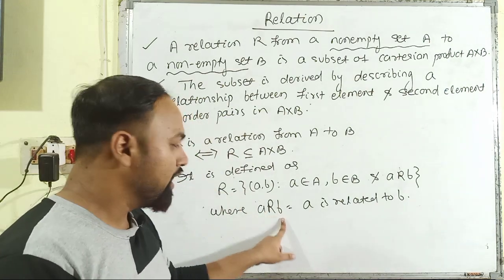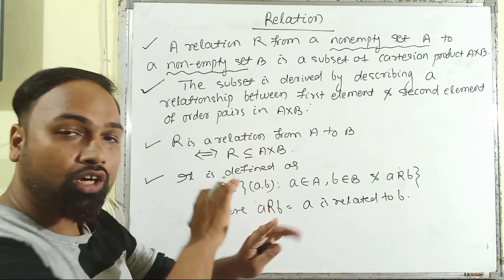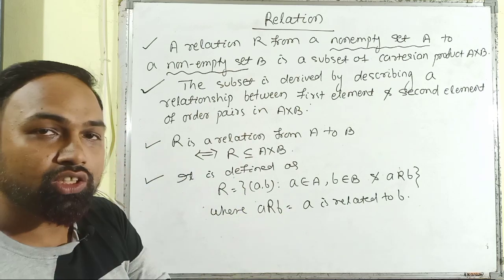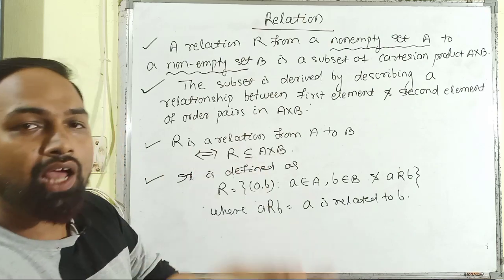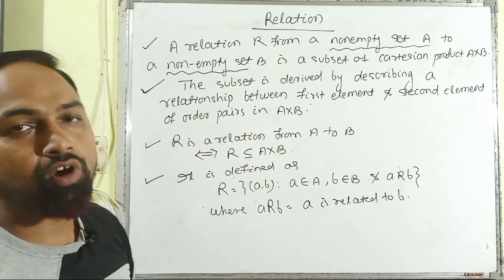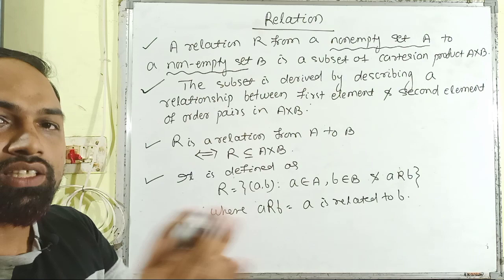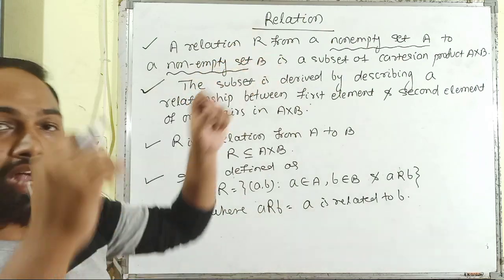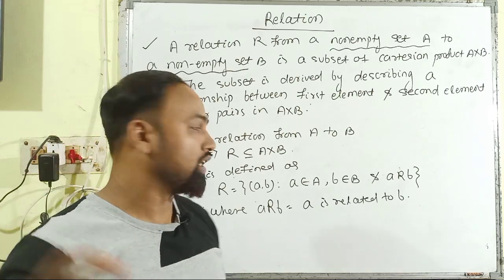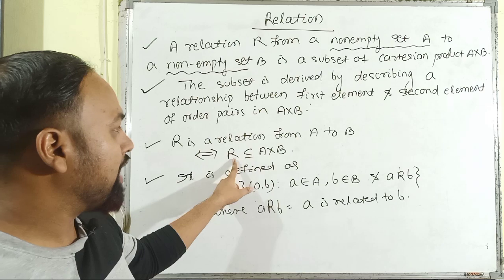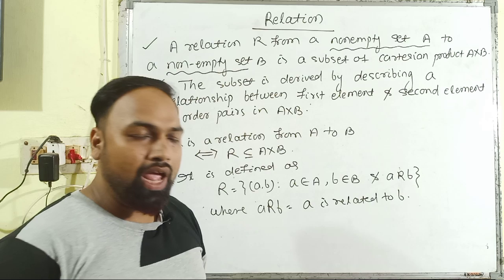So A R B means all of the ordered pairs present in the subset, present in the relationship, not the Cartesian product. All of the ordered pairs that have the relationship between the first element as well as the second element, such types of ordered pairs are chosen and put into the form of a set, and that set is the subset of a Cartesian product, and that subset is called the relation from the non-empty set A to the non-empty set B. So why have we written here R is a subset of A cross B? It may be equal to A cross B. It may be a proper subset of A cross B.